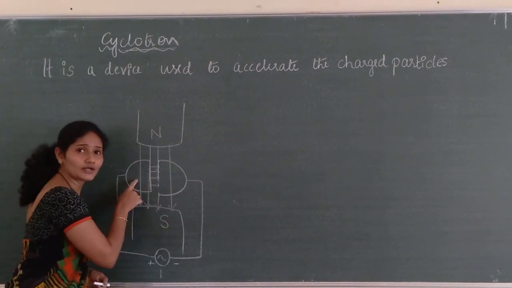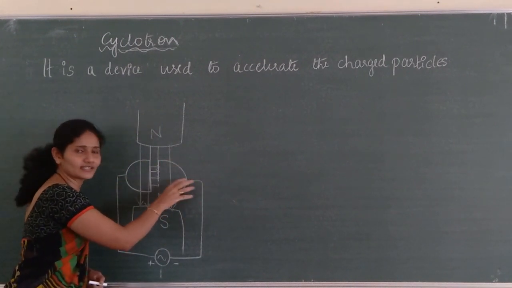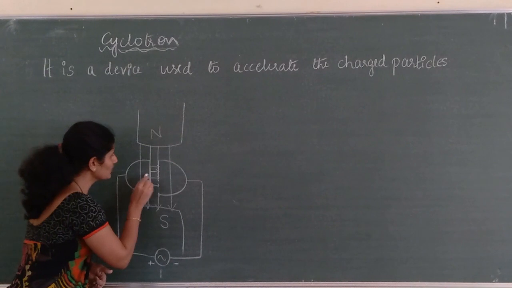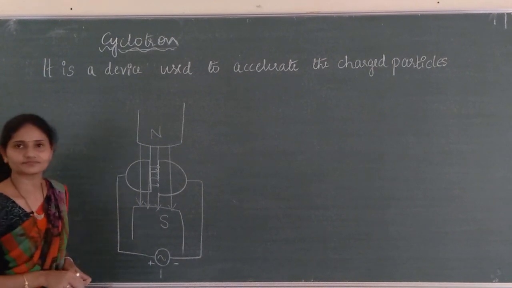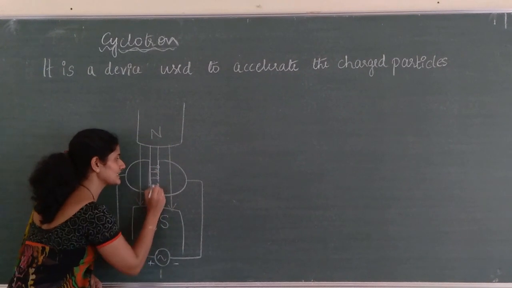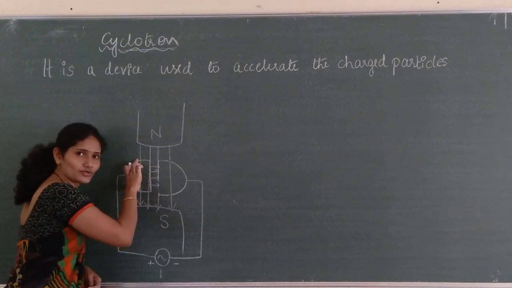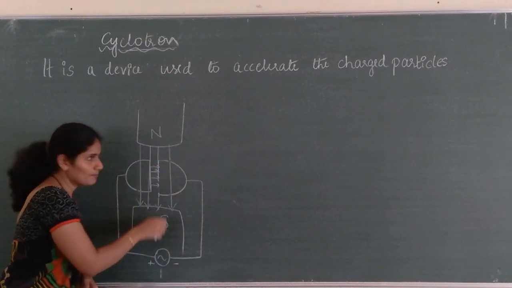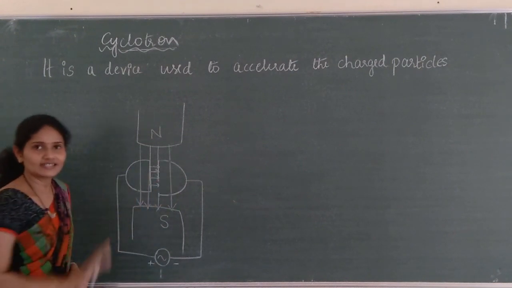So these two are hollow discs. That means inside the disc there is no electric field. Only between these two plates we have electric field, and the electric field is like this. So between these two Ds we have electric field. Inside this hollow disc and also inside this hollow disc we do not have any electric field, but we have magnetic field. Magnetic field is there inside the disc, but the electric field is not there inside the disc.